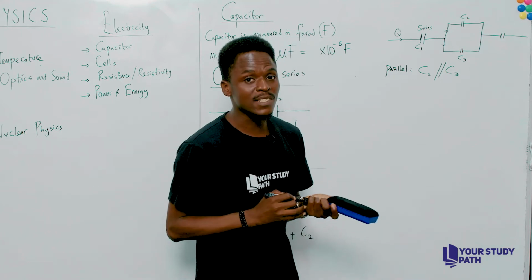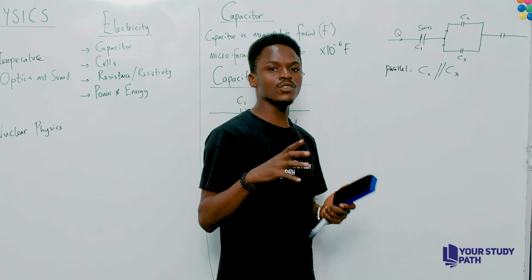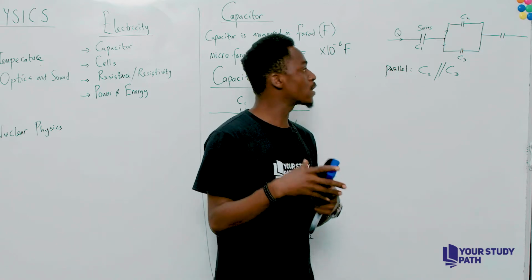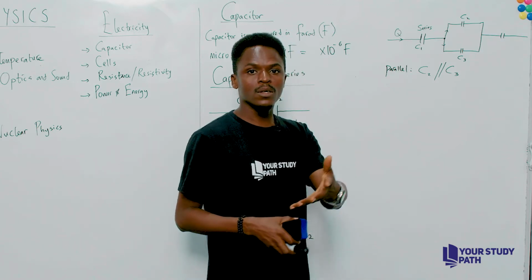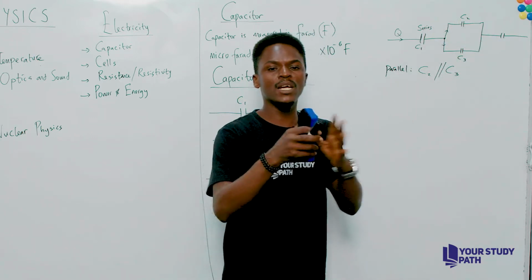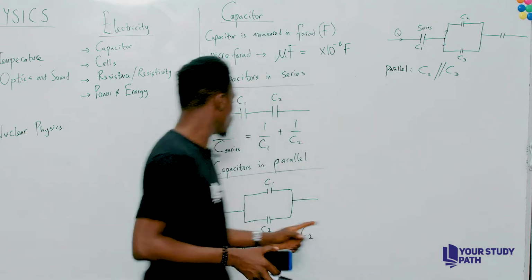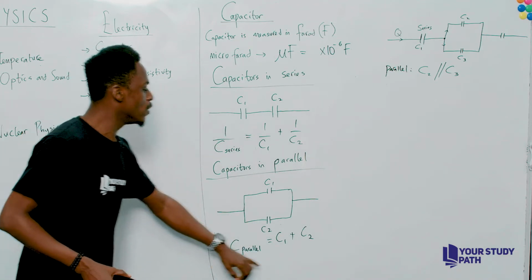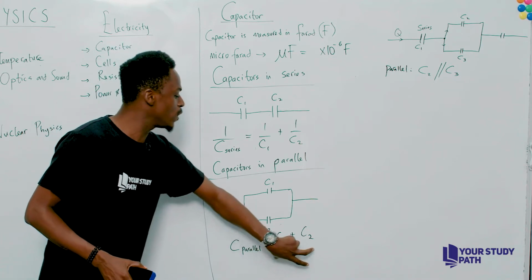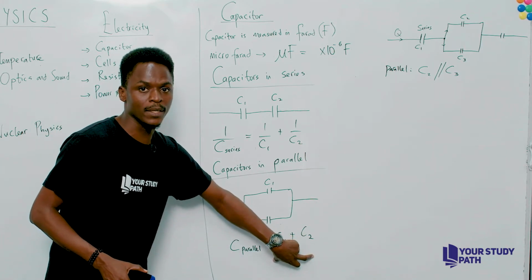Now, the secret is this. When you are given questions whereby you have two or more capacitors, two or more parallel connections in a given place, you merge them together into one. You use this formula here for parallel to find the combined capacitance. You have to calculate the combined capacitance this way.